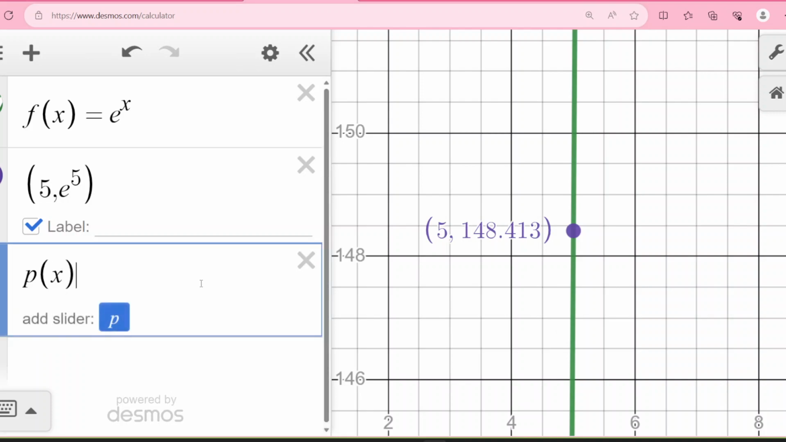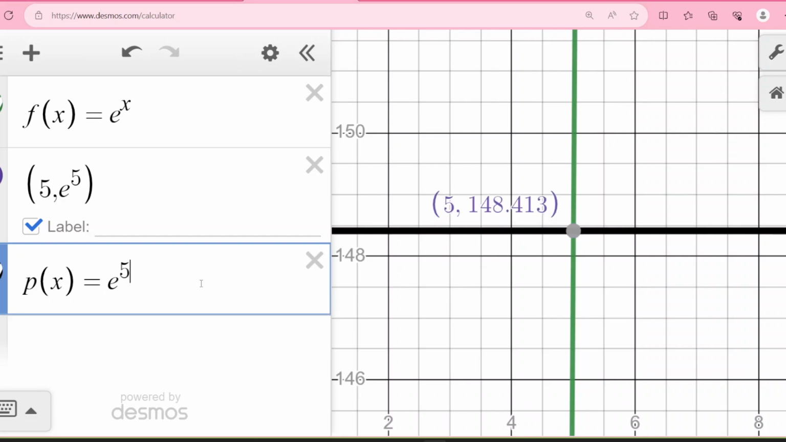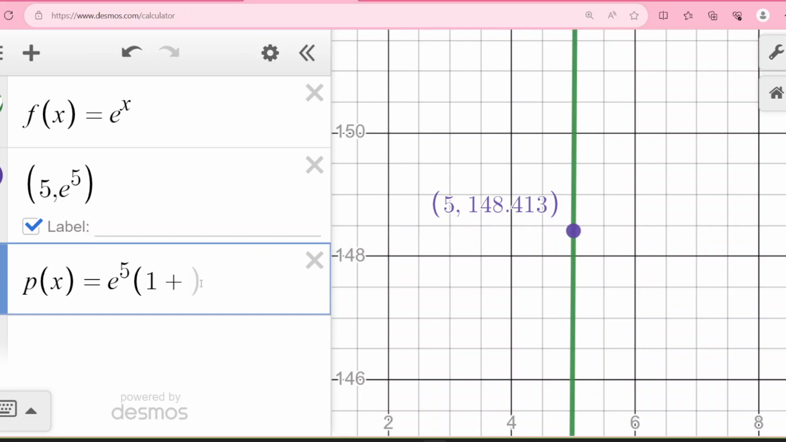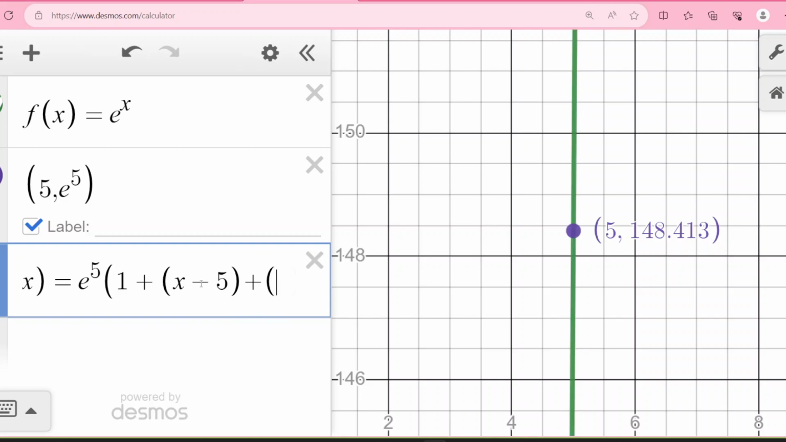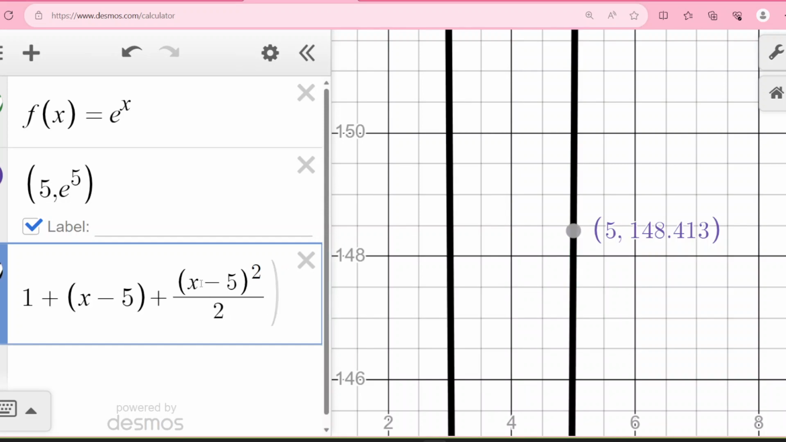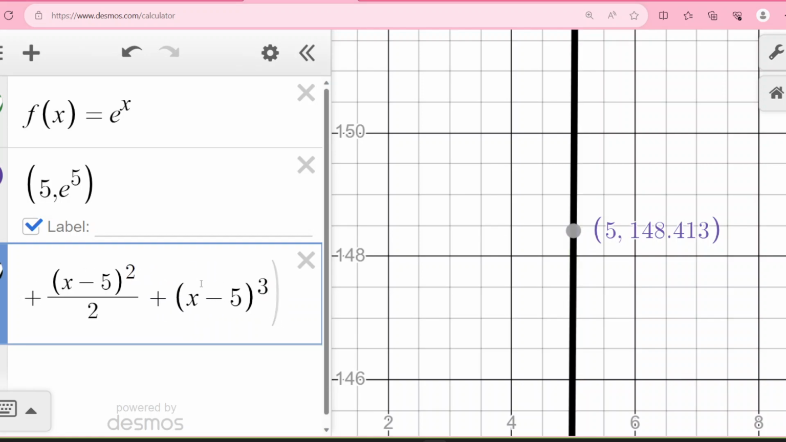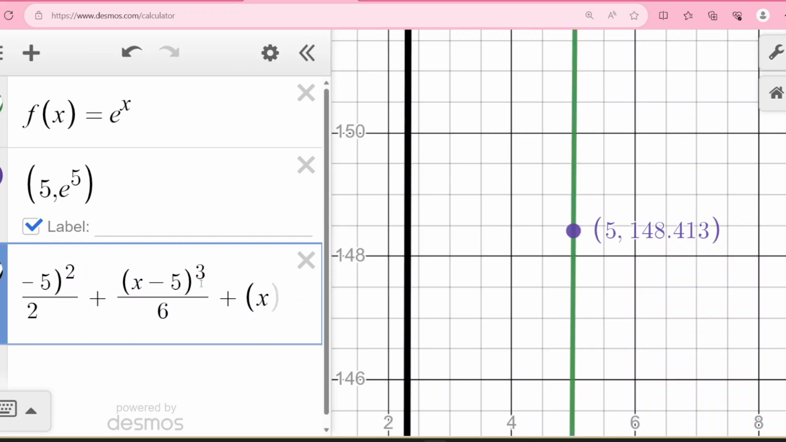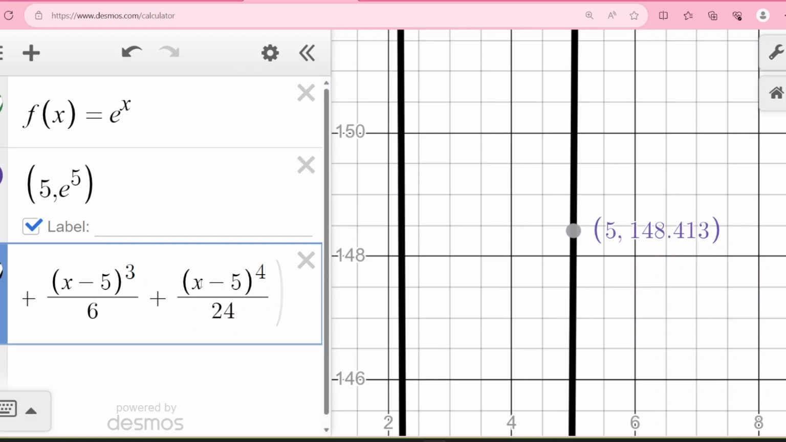Now here's the polynomial, p of x, p sub 4. I said it was e to the fifth times the quantity 1 plus x minus 5, plus x minus 5 squared divided by 2 factorial, plus x minus 5 cubed divided by 3 factorial, or 6, and finally plus x minus 5 to the fourth power divided by 4 factorial, which is 24. And close the parentheses.